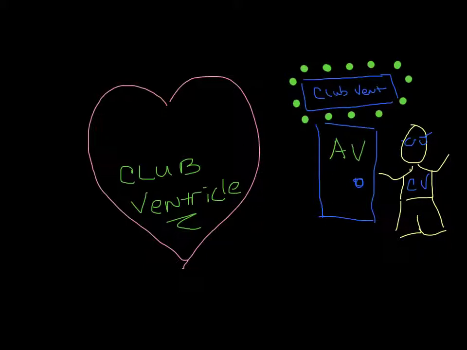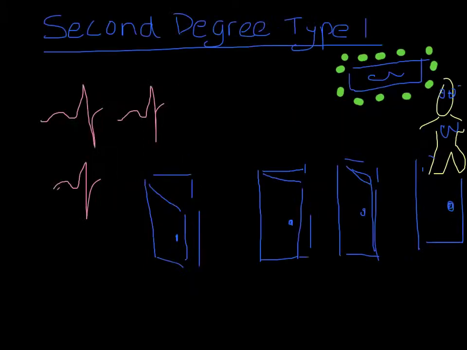So we're going to do Club Ventricle. We're going to think of that AV node as the door into the club, and here's our bouncer. Okay, so our AV node is going to be our bouncer. Let's try to remember this little scenario, and we're going to have a little bit of fun with this and see if this will help you to remember the different blocks. Okay, so our second degree block type 1.